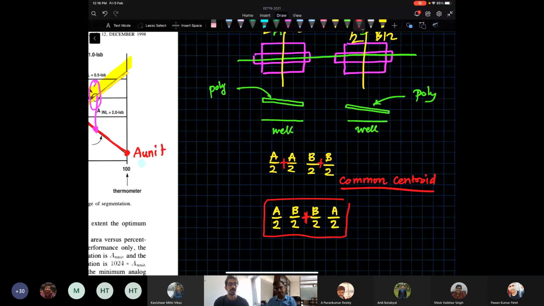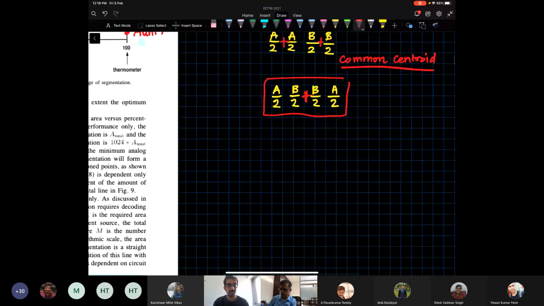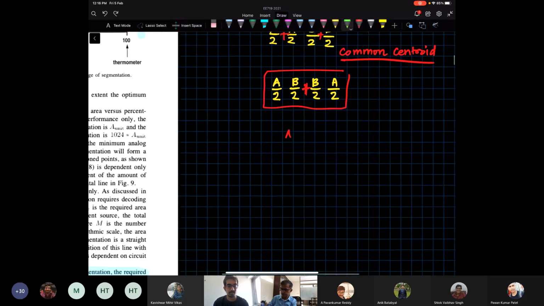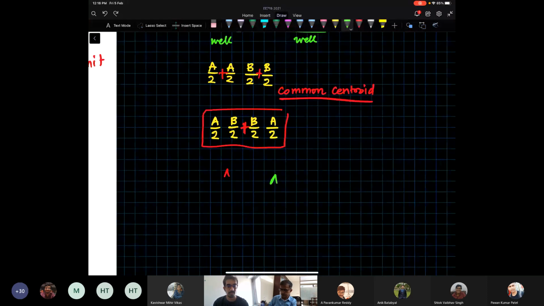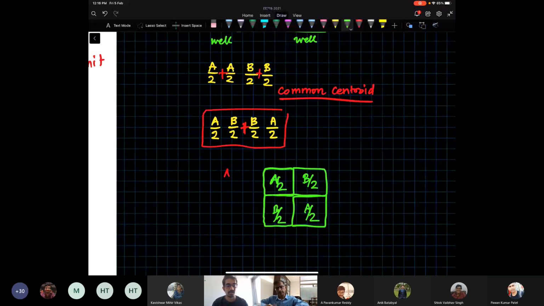And if you want to be really, really paranoid, then you also do this. You can do A by 2, B by 2, B by 2, A by 2, and you draw the transistors like this. And then, again, from all directions you get protection. Now it doesn't matter if the gradient is this way or this way. The centroid is still the same.